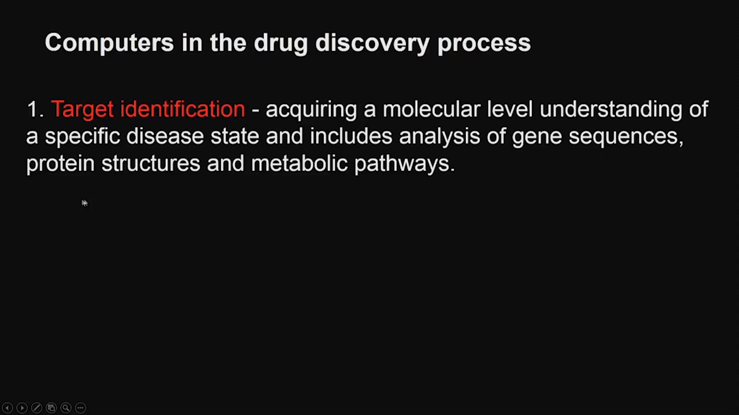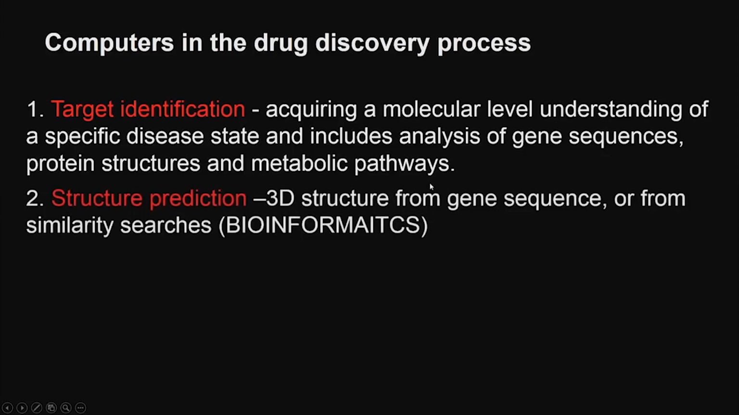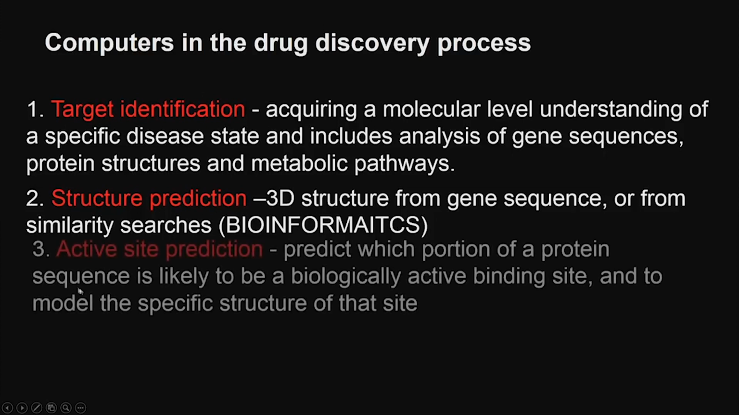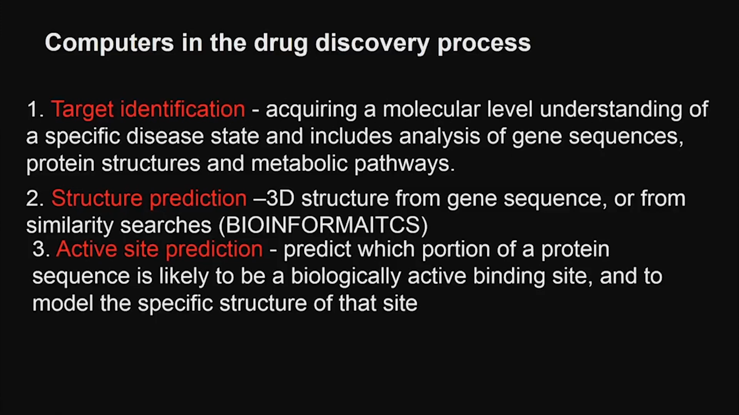Target identification at the molecular level means understanding a specific disease state, then looking at the gene sequence, protein structure, metabolic pathway, and then structure prediction. We can predict the 3-dimensional structure of the target using different types of bioinformatics tools. Then we can look at the active site, because it is not only the 3-dimensional structure of the protein; I need to know the active site of the protein into which my particular lead will go and bind and make the protein inactive. So, I can use computational tools for active site prediction.